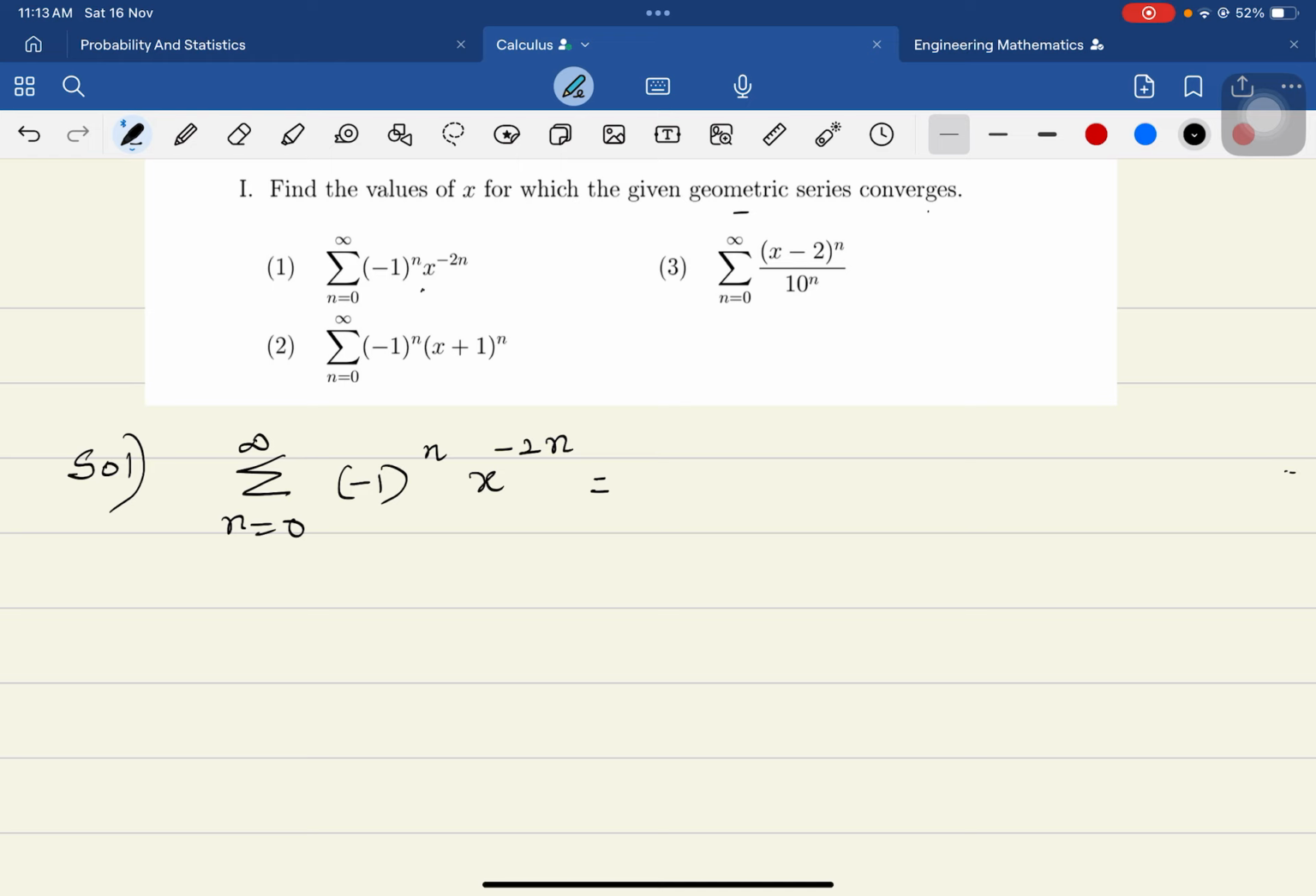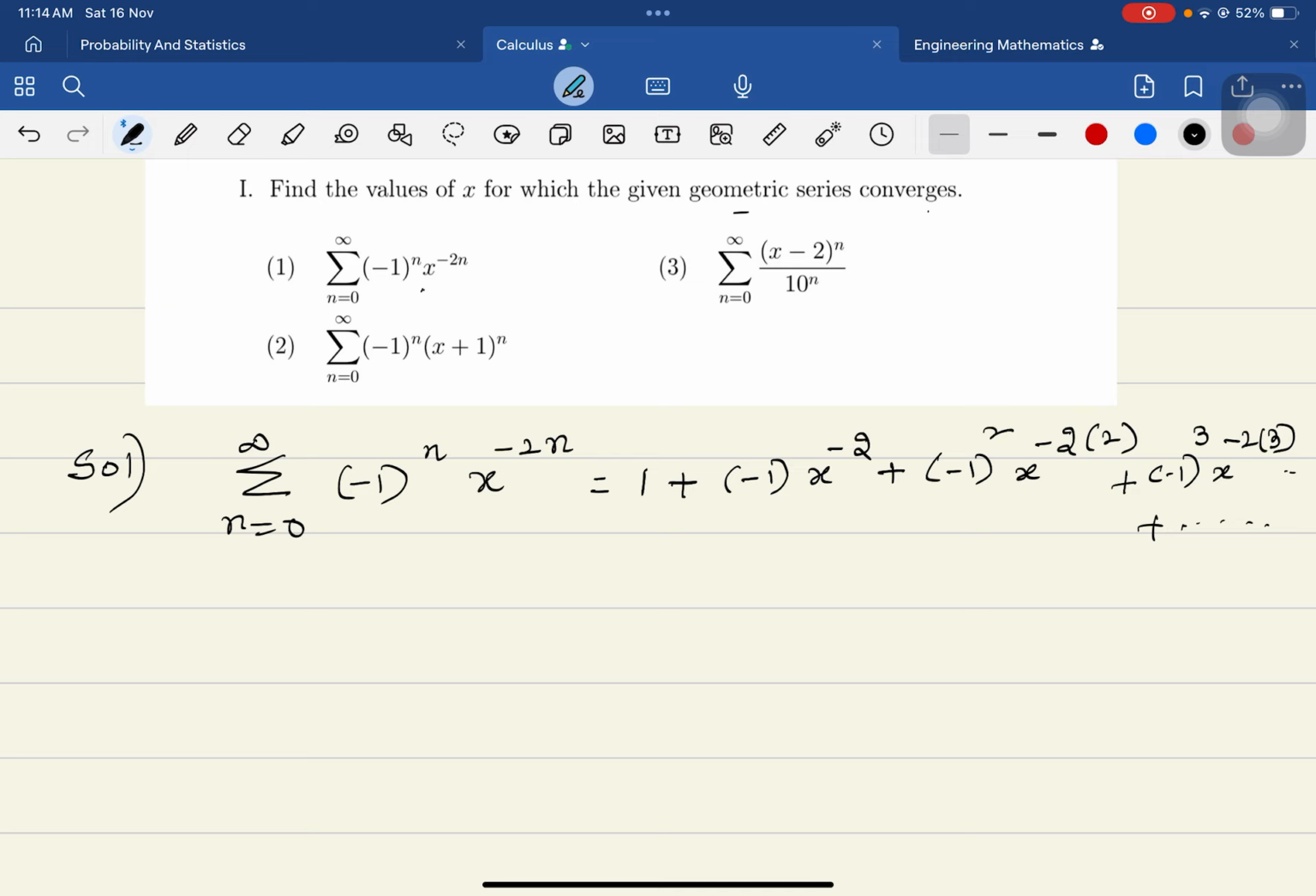When n is 0, the first term becomes 1. When n is 1, it is (-1)^1 times x^(-2). When n is 2, it is (-1)^2 times x^(-2×2). And when n is 3, it is (-1)^3 times x^(-2×3). All these are terms of an infinite series, right?